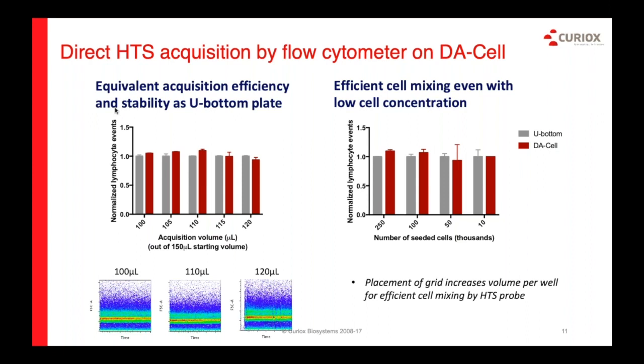So the graph on the left shows the comparison between a conventional U-bottom plate and the drop array plate. And again, we're following the same color scheme here. The gray bars are U-bottom, and the maroon bars are the drop array plate. And so as the graph shows, the reading from the drop array plate is just as good as reading from your standard U-bottom plate. Even when the cell numbers are as low as 10,000, the recovery of cells by direct reading are comparable between U-bottom and a drop array.